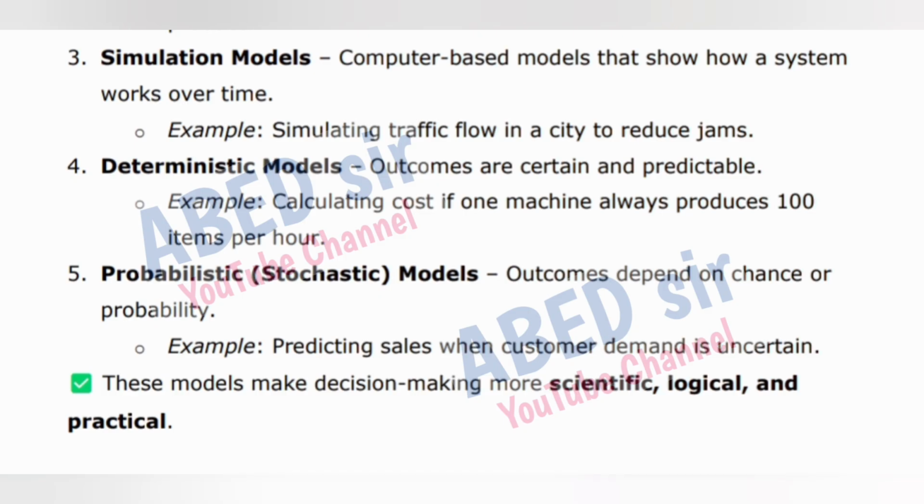Deterministic models: outcomes are certain and predictable. Example: calculating cost if one machine always produces 100 items per hour. 5. Probabilistic, stochastic models: outcomes depend on chance or probability. Example: predicting sales when customer demand is uncertain. These models make decision-making more scientific, logical, and practical.